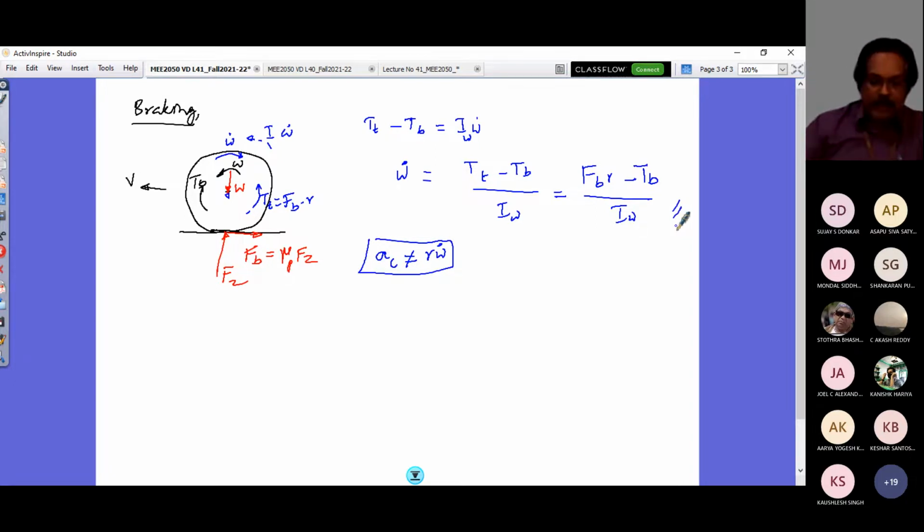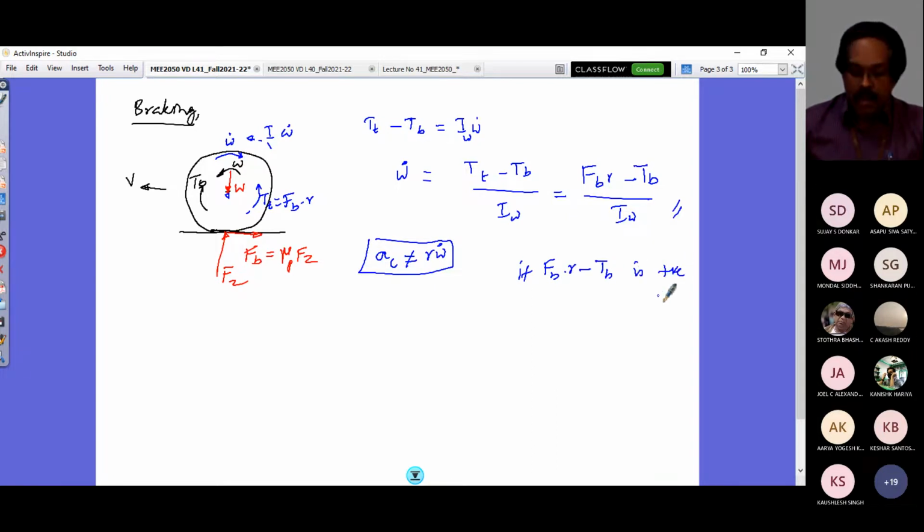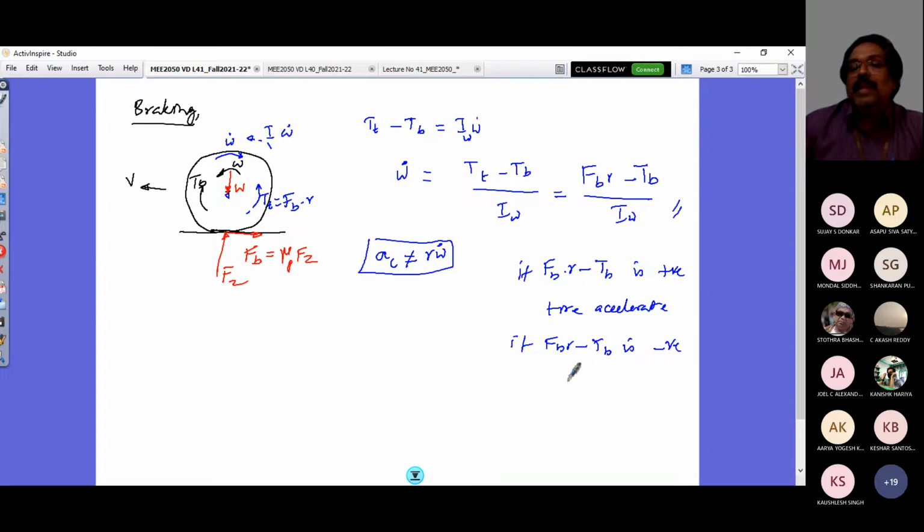Okay, so now with this free body diagram and what is happening at the tire wheel interaction, let me go into explaining what this ABS system in our vehicle is. Let me clarify this point once again. When the difference FBR minus TB is positive, it refers to the tire accelerating. Take this statement: tire accelerates. If FBR minus TB is negative, then the tire decelerates.